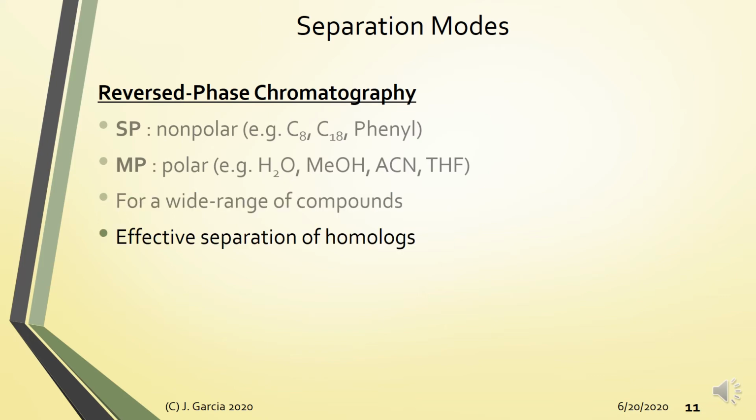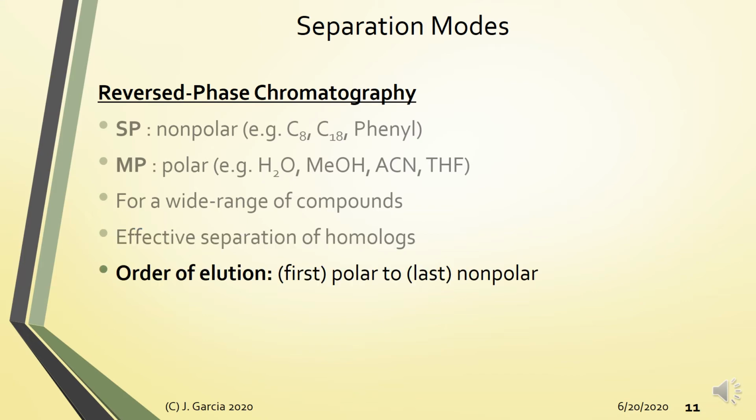It's effective for separating homologs. When you say homologs, these are structurally related molecules, meaning their skeletal structures are almost similar. Since the stationary phase is non-polar and the mobile phase is polar, if you have a mixture of compounds, the first to elute would of course be the more polar groups, while the last to be eluted would be the least polar components.